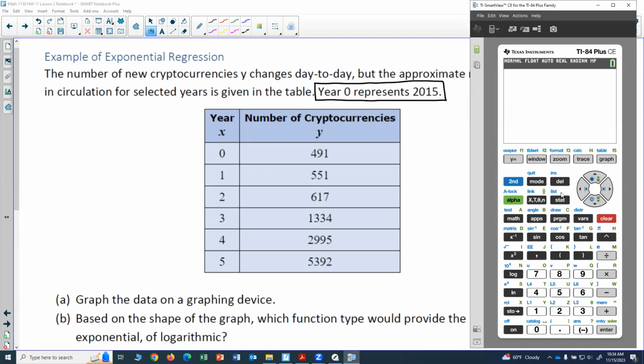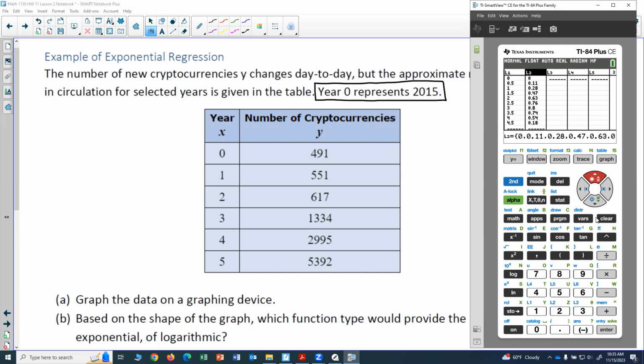So I'll pull up my TI-84. To put in the data, I want to go to the stat key, select edit, and I have previous data from another problem. So I highlight my list and hit clear and then enter. I'll highlight list 1 and hit clear, enter. And now I can go ahead and put in my data. So my X values are 0, 1, 2, 3, 4, and 5.